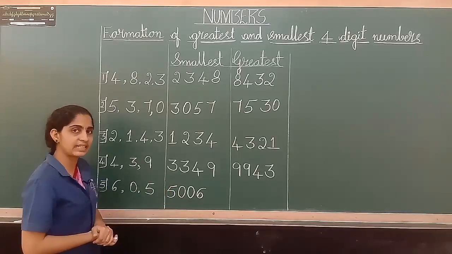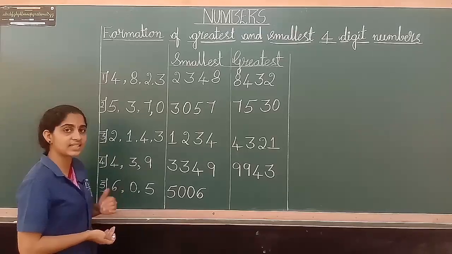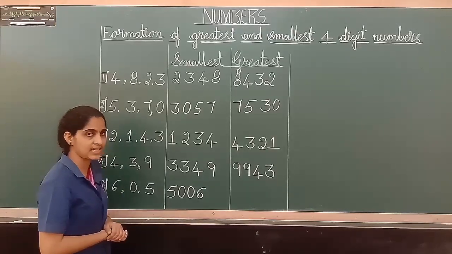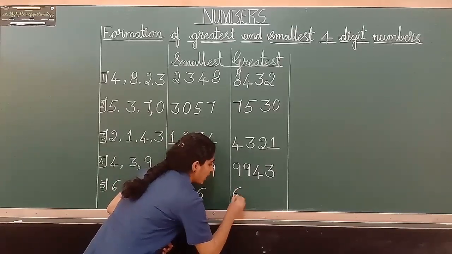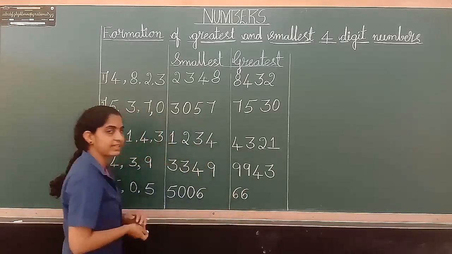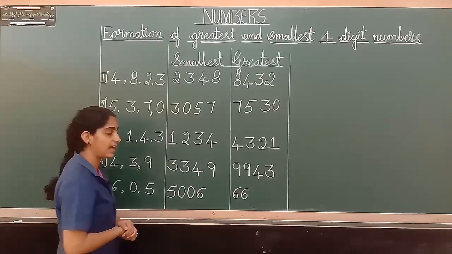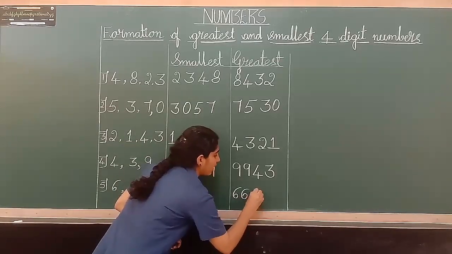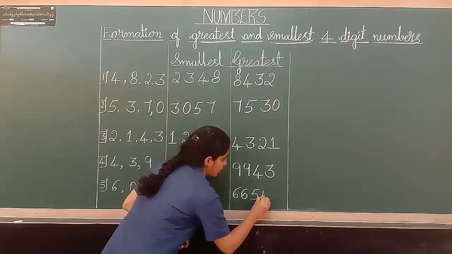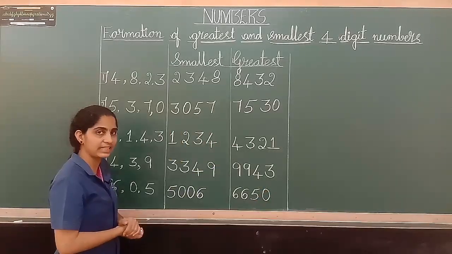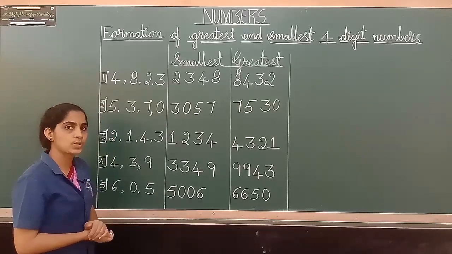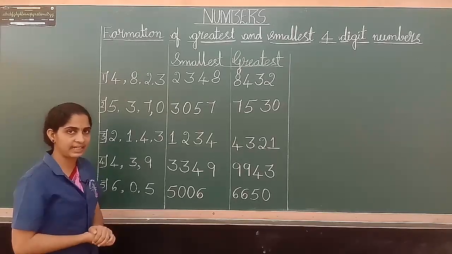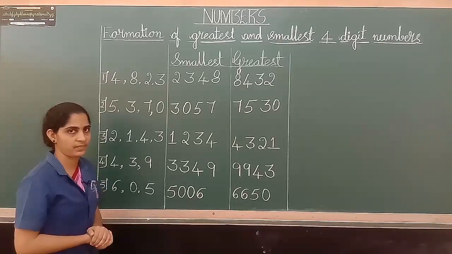Let us write the greatest number. So here, which is the greatest digit? 6 is the greatest digit. So we have to write 6 twice. And the next greatest digit is 5. So let us write 5. And the last one is 0. Here we got the greatest 4-digit number. So these are the examples to form the smallest and greatest 4-digit number. I hope you are clear with this concept.